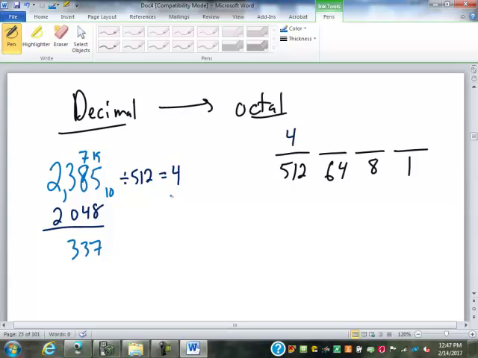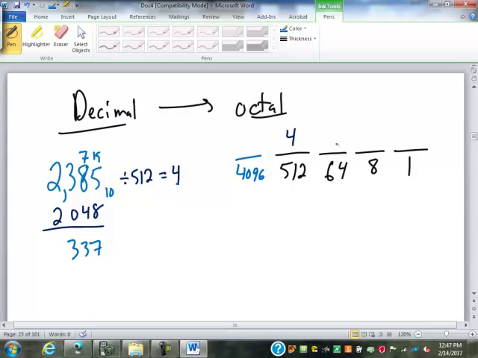So it's a division and remainder for each place value, for each digit. So the 512 went in. Now the next digit here would have been 4,096. That's too big. It wouldn't have come out, so we didn't use the 4,096, right? That's why we started with 512. So we took the 512 out of there 4 times, and there's 337 left.